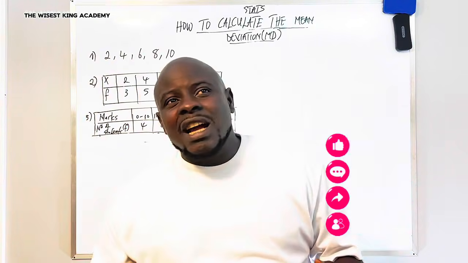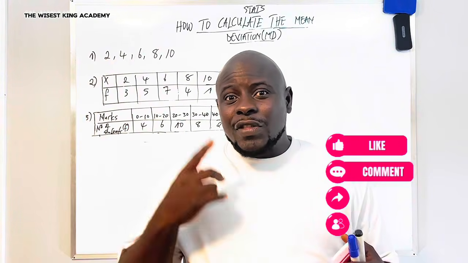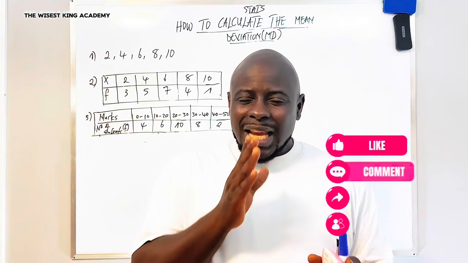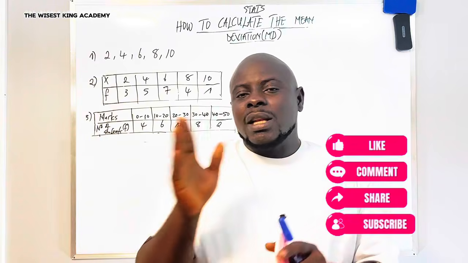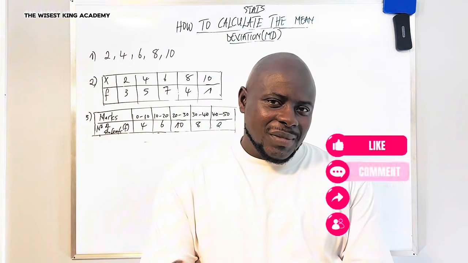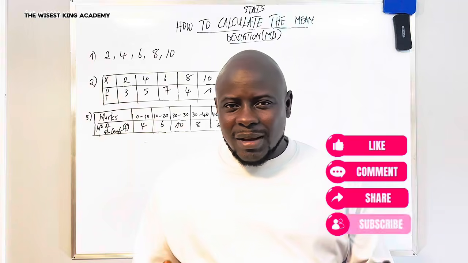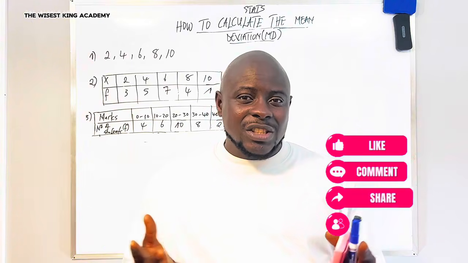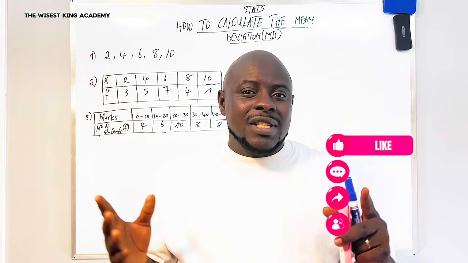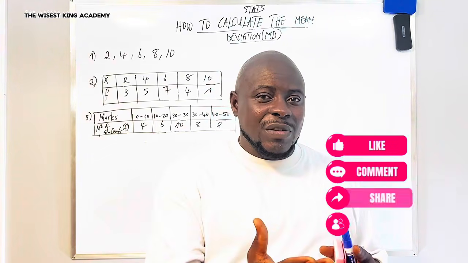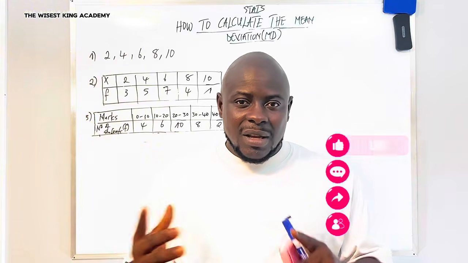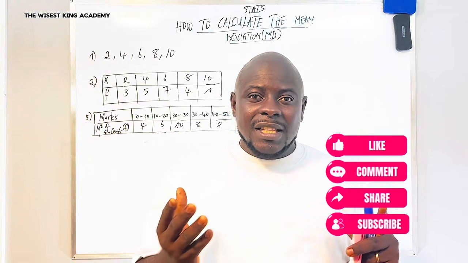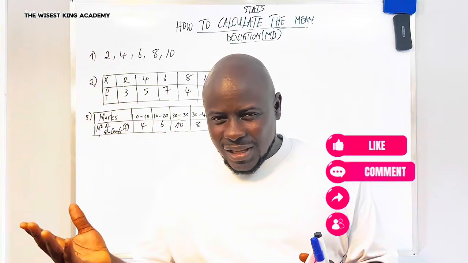The mean deviation is the average of the absolute difference between each value of the variable and the mean. Can we take that again? We said the mean deviation is the average of the absolute difference between each value of the variable and the mean. What is the meaning of absolute? It simply means that if the difference is negative, you throw away the negative sign.